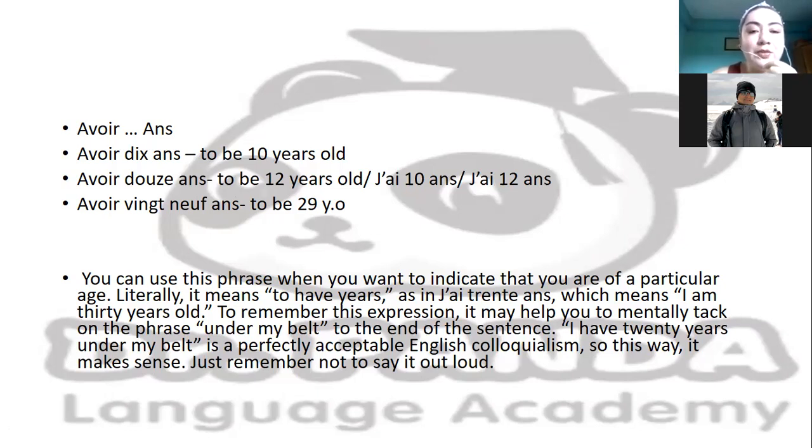So you can use this phrase when you want to indicate that you are of a particular age. Literally, it means to have years, as in j'ai 30 ans, which means I'm 30 years old. To remember this expression, it may help to mentally tack on the phrase under my belt to the end of the sentence. I have 20 years under my belt is a perfectly acceptable English colloquialism. So this way it makes sense. Just remember not to say it out loud. Avoir blank ans means you are, for example, 30 years old, or 29 years old.